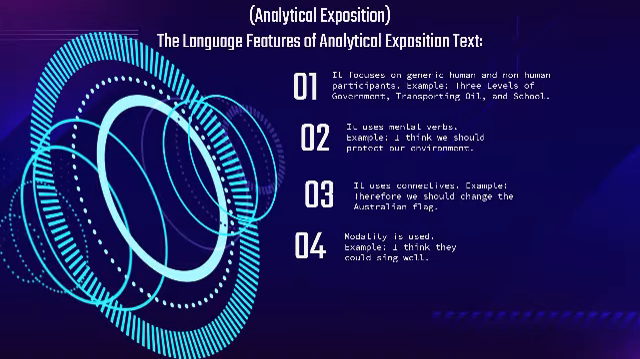And the language features of analytical exposition text are 1. It focuses on generic human and non-human participants. For example, 3 levels of government, transporting oil and school.